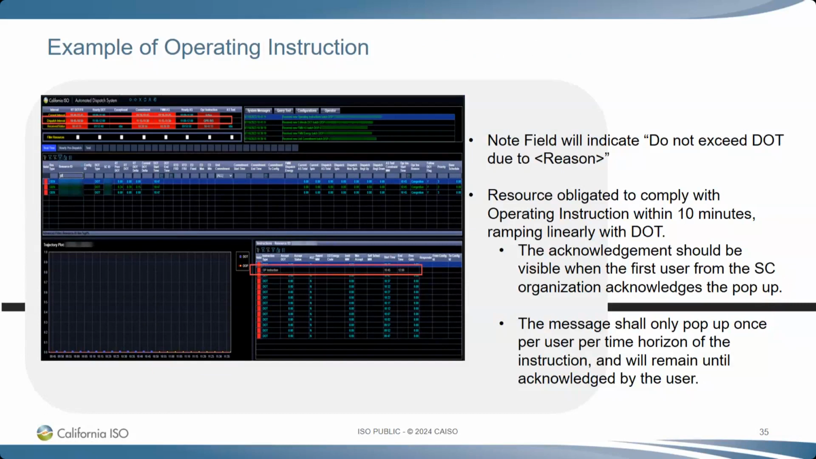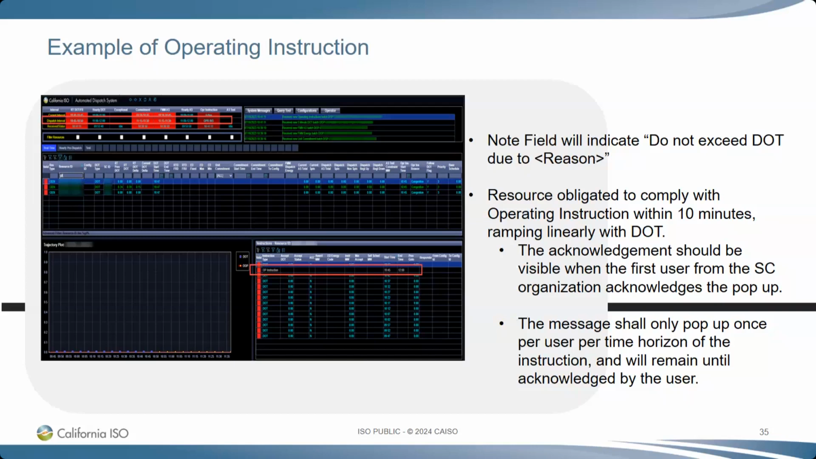Here you have an example of an operating instruction. Where you would see it in ADS, you have a note field that would indicate do not exceed the DOT. There is going to be a reason populated there. The resource obligation is to comply with the operating instruction within 10 minutes, also ramping linearly with the dispatch operating target. So that's another important piece.